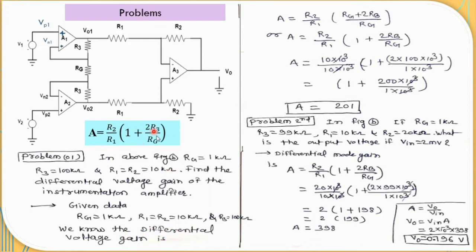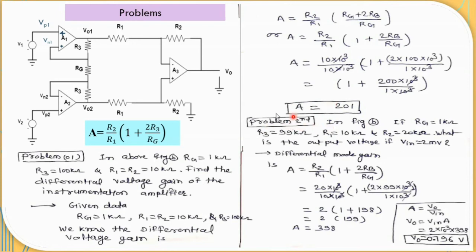So this is the formula of differential voltage gain. Here R2 is equal to 10 kilo ohm, R1 is equal to 10 kilo ohm, R3 is equal to 100 kilo ohm multiplied by this 2, and RG is equal to 1 kilo ohm. So the kilo cancels. So 100 multiplied by 2 is 200. So 200 plus 1, the gain is 201. This is our required answer.